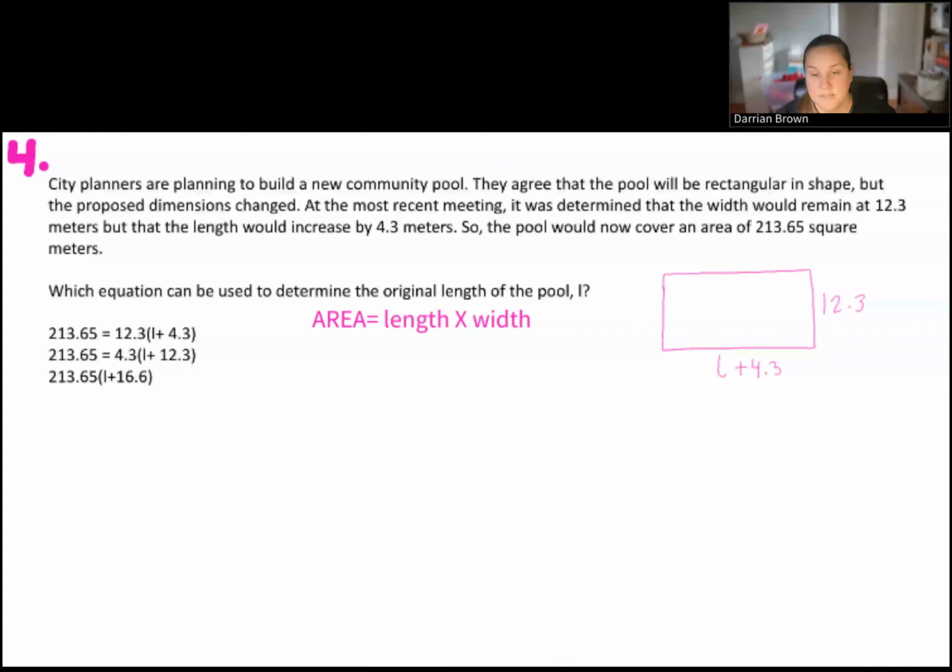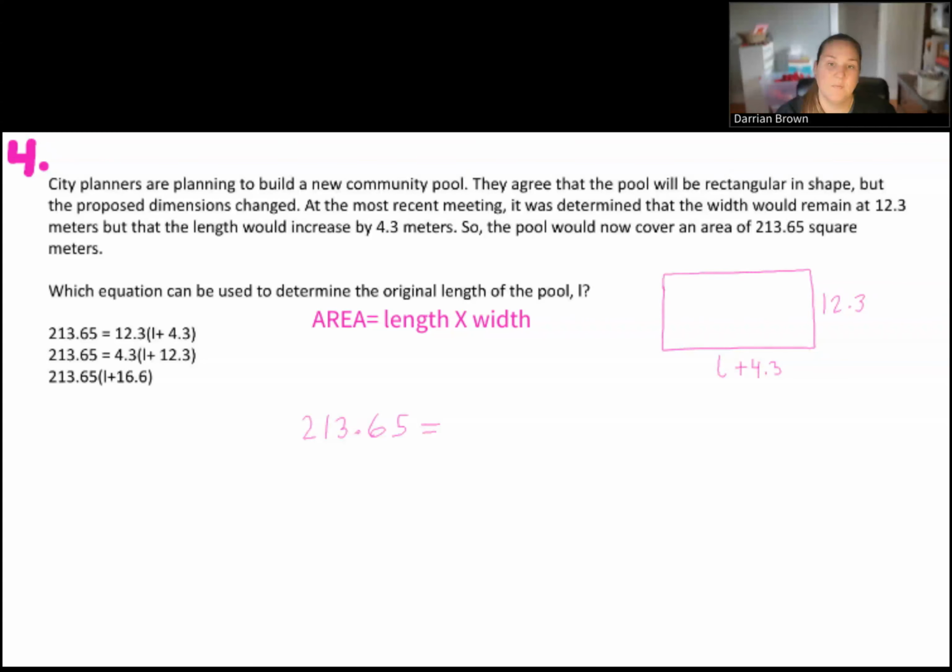So area is the total area, and they told us that the total is 213.65. Okay, that's what it's equal to. No, it's okay as long as you know what it is. So our total is 213.65. On the other side of the equal sign, we're multiplying the width and the length together. Okay, doesn't matter what order. So we just need it to make sense.